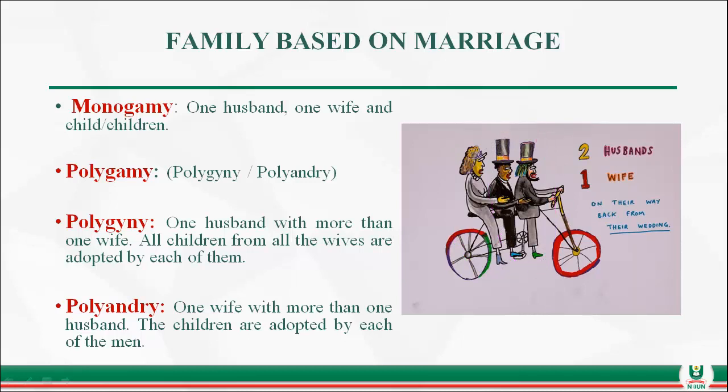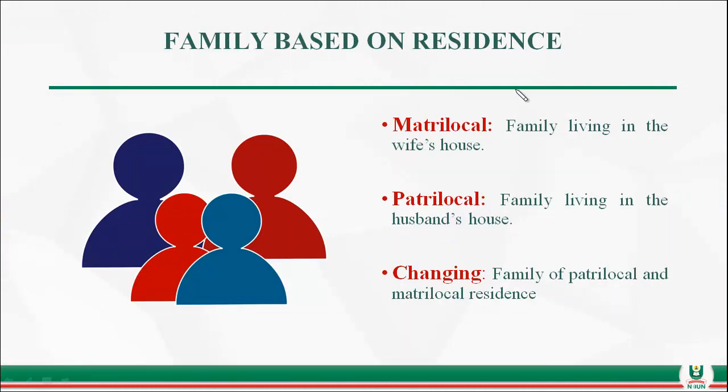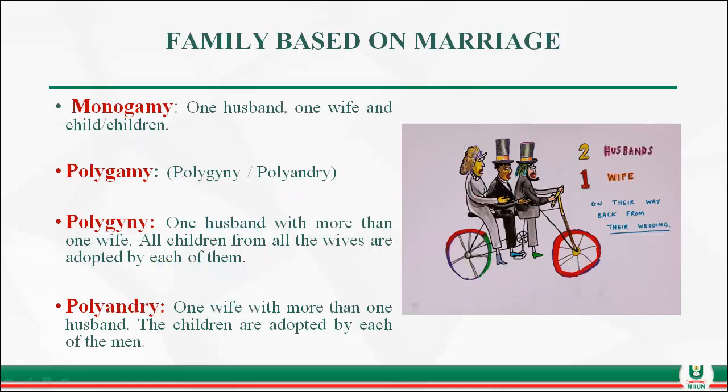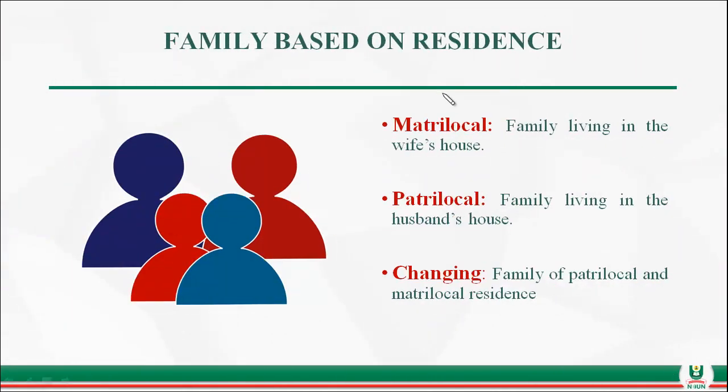Okay, enough of that. Let's look into the next one: family based on residence. Oh, sorry, I think I missed something. Let me go back. Sorry, I had mentioned that this was a mistake. It wasn't. It was actually correct. It is family based on marriage. So that's correct. Now we have family based on residence. We are now categorizing family based on how the structure of residence is arranged.